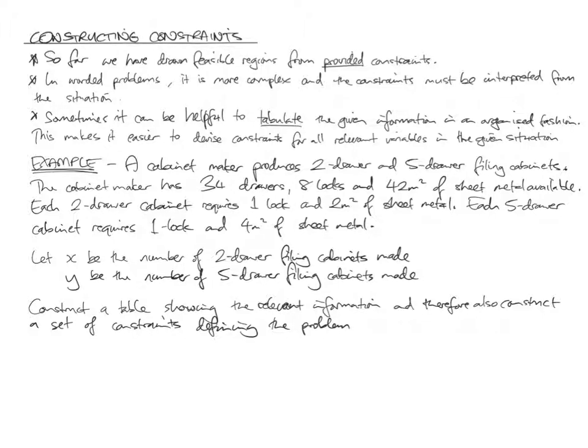Sometimes it can be helpful for you to tabulate the given info and organize it in such a way. It makes it easier to devise the constraints for all the relevant variables in the given situation. This is just an example of a shortcut. You don't need to tabulate all the info to get constraints, but it can help you organize it, so if you're in a pressure situation and you're freaking out, you don't miss anything.